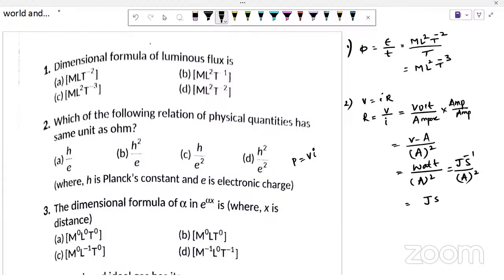So in order to write it in terms of ampere square, I can write this as second square. That means that will be equal to joule second divided by ampere second whole square.